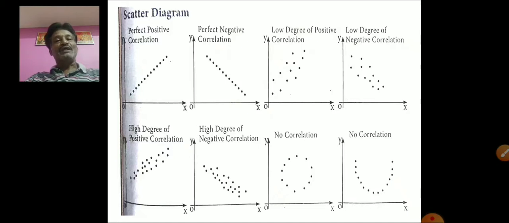Suppose we get a straight line that passes from the lower left-hand corner to the upper right-hand corner. That means there is a positive correlation, and since it is a straight line, the R value is equal to 1. So we are saying the correlation between the variables x and y is perfectly positive.